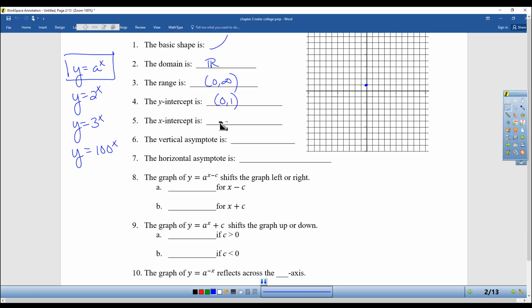The x-intercept is not going to exist. This graph is going to come along the x-axis, go through that, and then go up like that. This is a general graph. This isn't a specific one.